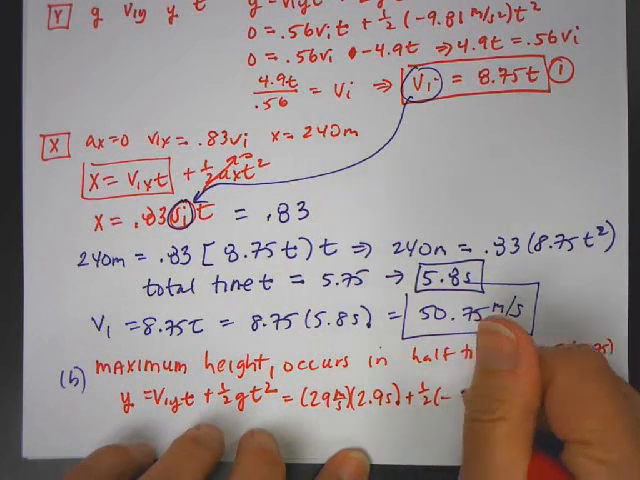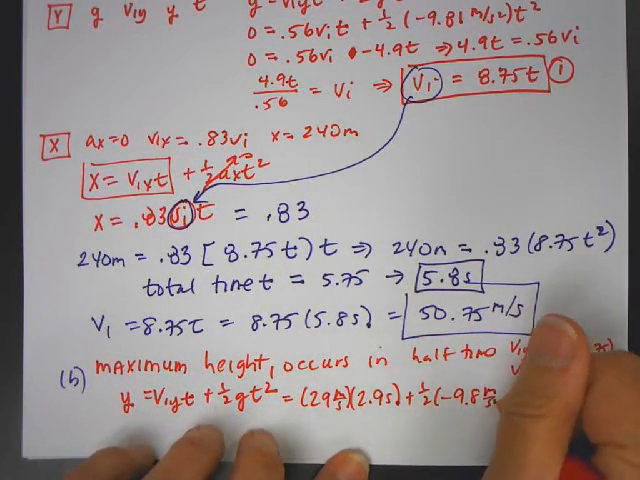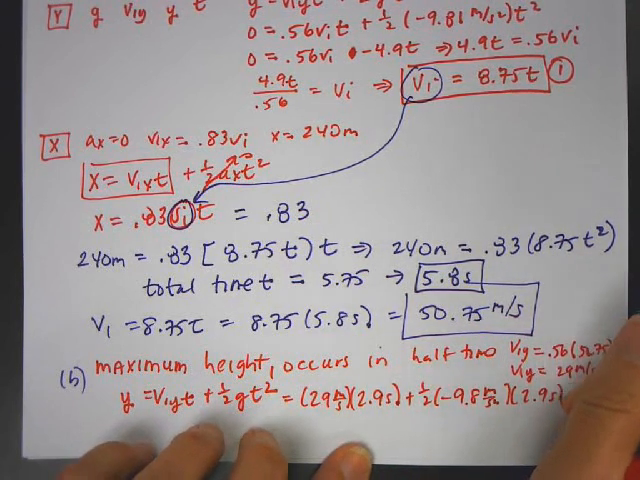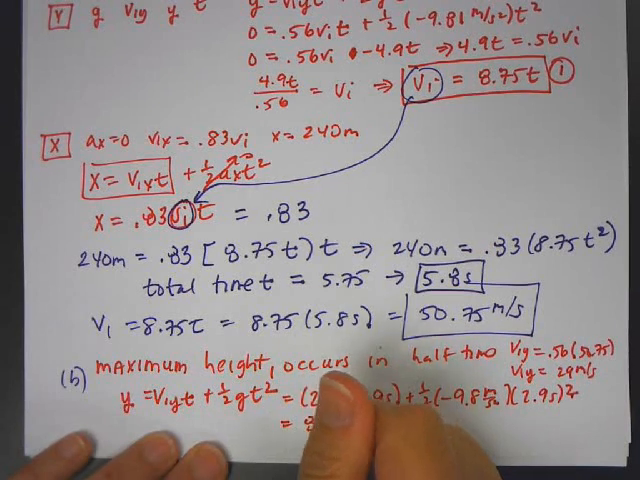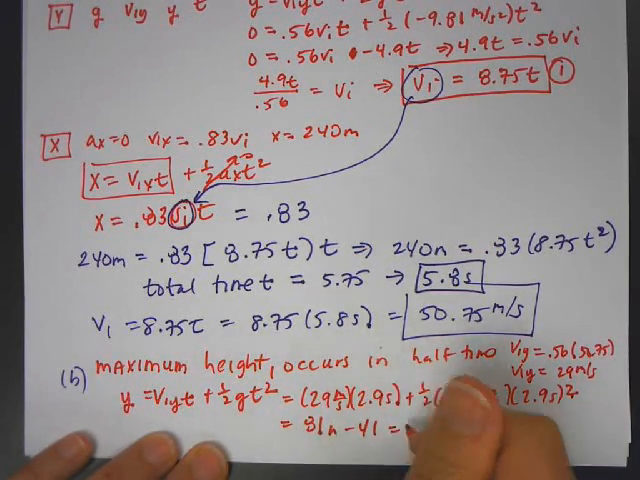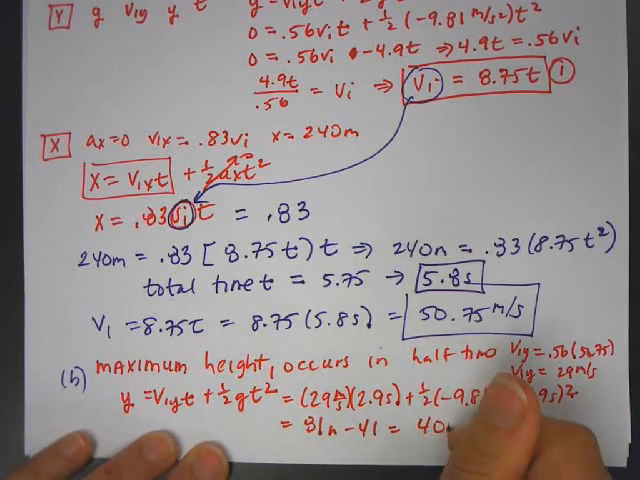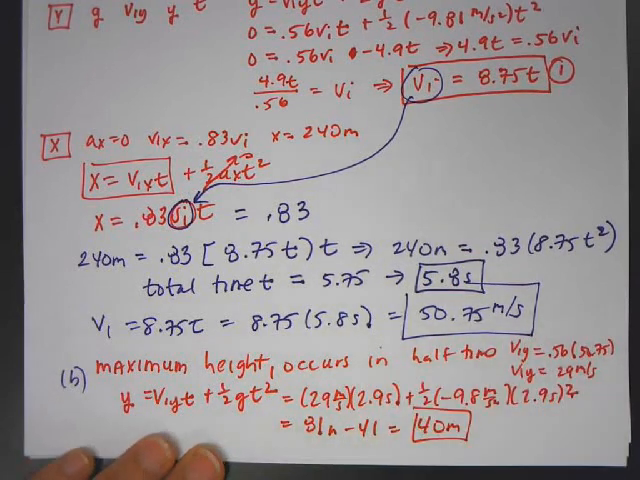Plus 1/2 negative 9.8 meters per second squared times 2.9 seconds squared. And don't forget to square that. People always forget to square that. So that's going to be 81 minus 41, and this comes out to be 40 meters is the maximum height.